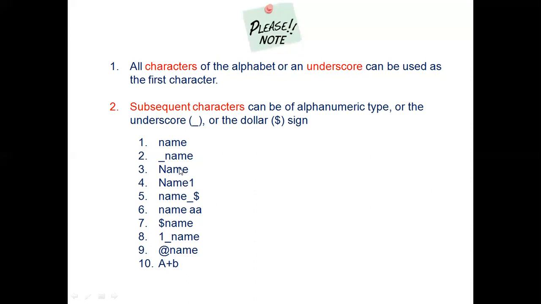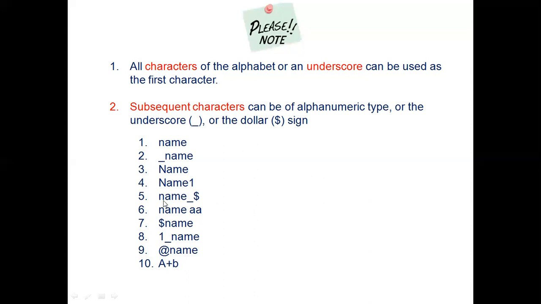Next, third one, name with a capital N. It starts with capital N and the subsequent letters are characters. Yes, it is also valid, because either uppercase or lowercase letters are both valid. Next, fourth one, capital N, name1. Is it valid or not? Yes. The first letter starts with a capital letter, and the subsequent letters are alphanumeric, that means both alphabets and numerics. Here the digit one is present, and it satisfies the alphanumeric condition, so it is also valid.